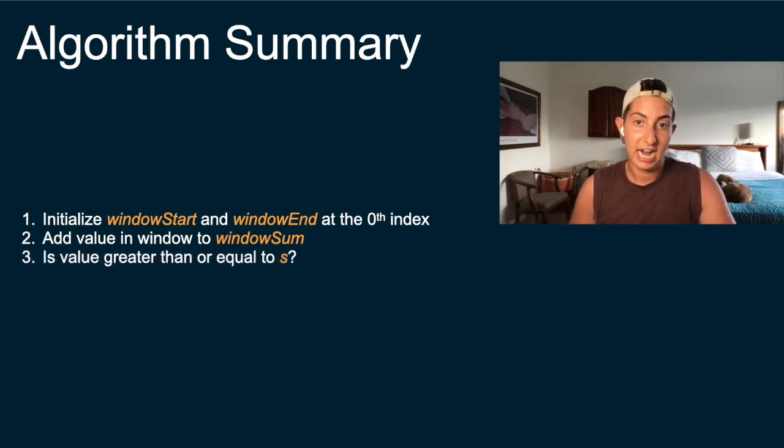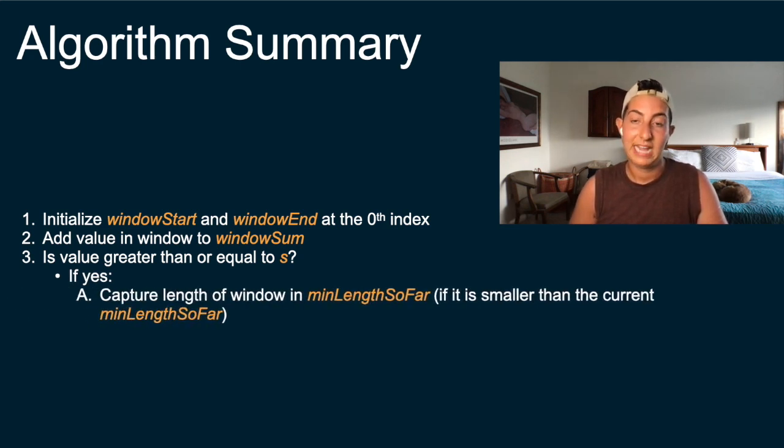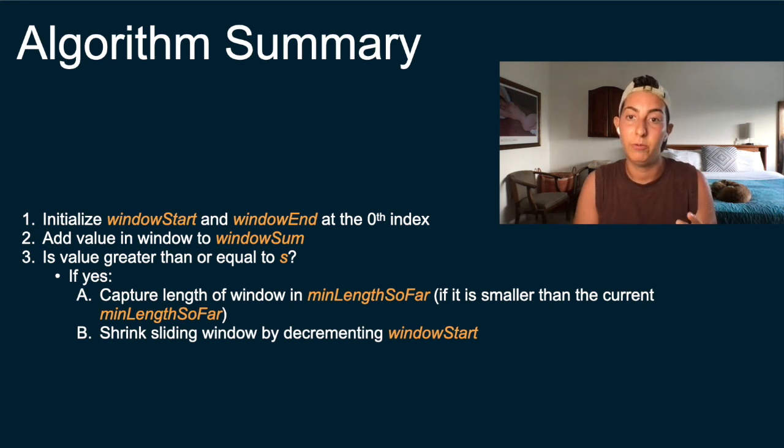And then we start to check, is the value greater than or equal to S? And then we have our split in our logic. If yes, if it is greater than or equal to S, we capture the length of the window in the variable minimum length so far, only if it's smaller than the current minimum length so far, right? And we then shrink the sliding window by incrementing window start. And we repeat from step 3. We check again, is this value greater than or equal to S? So then we continue to iterate, right?